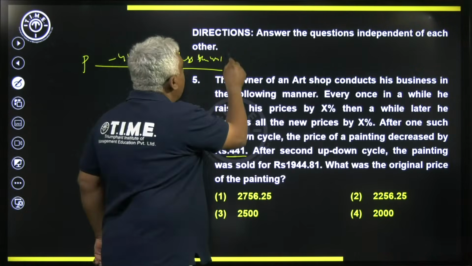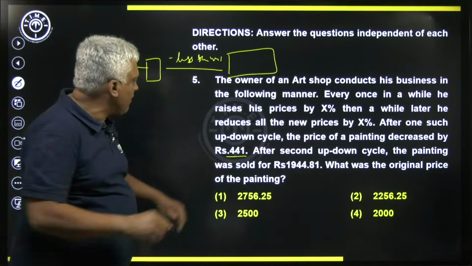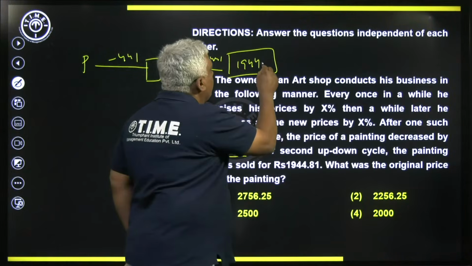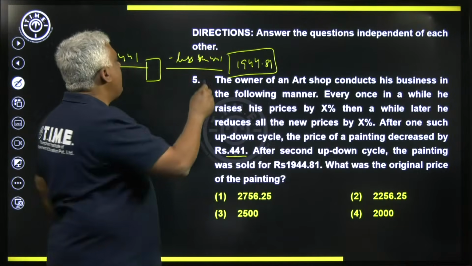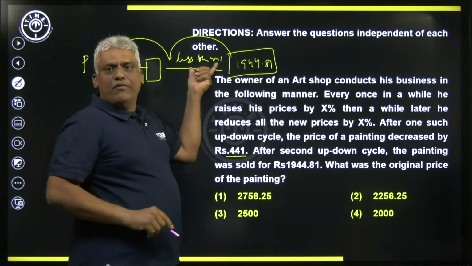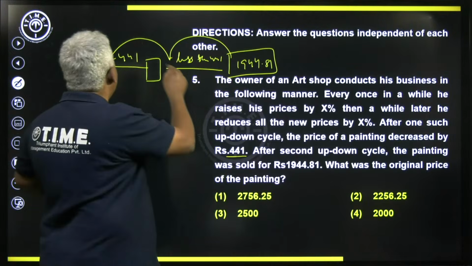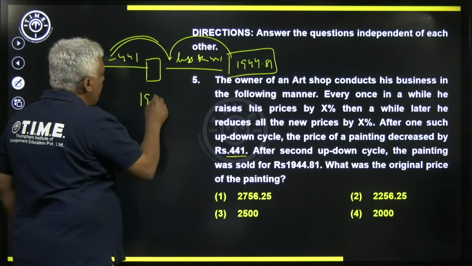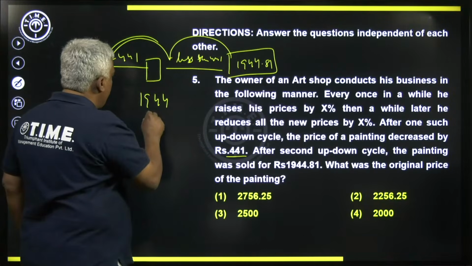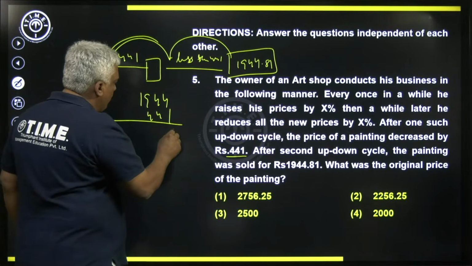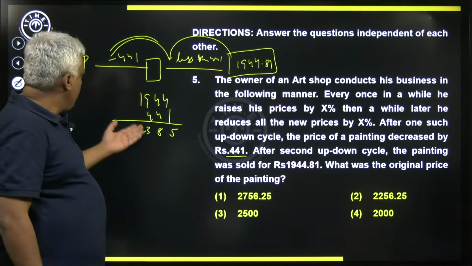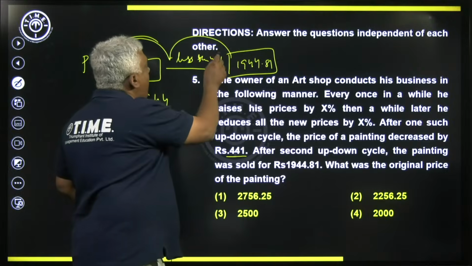So the final price is given as 1944.81. If I add this number and this number, I'll get the answer. This number we don't know, but we know that it is less than 441. So let's add this number first. So 1944, I'm leaving 0.81, right? I'm just adding 441. If I add 441, it will be 2385.